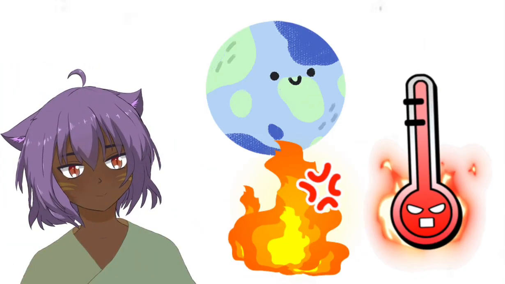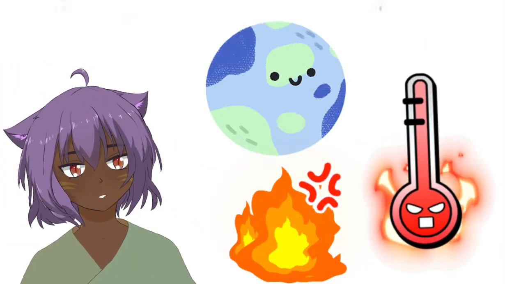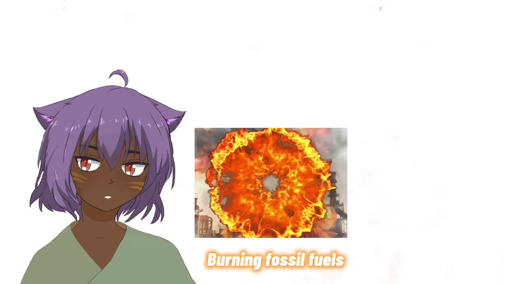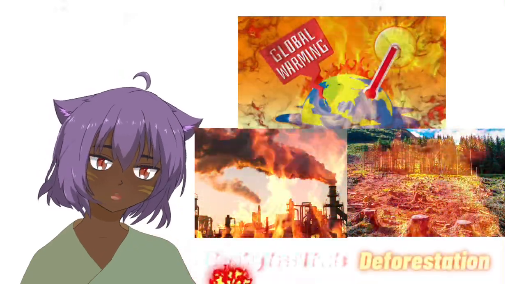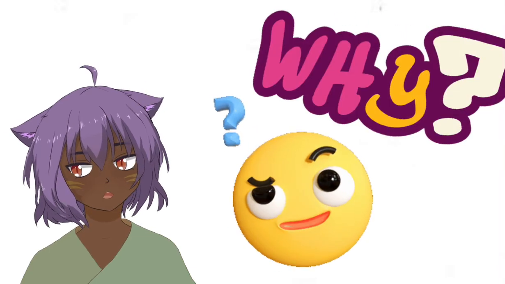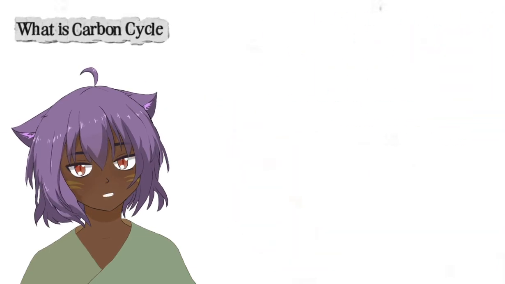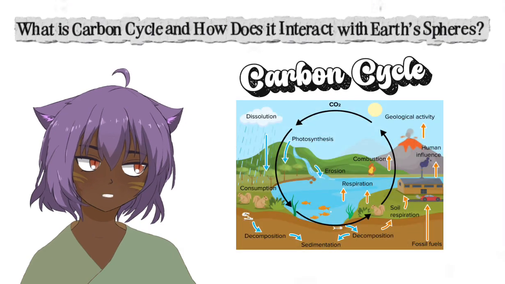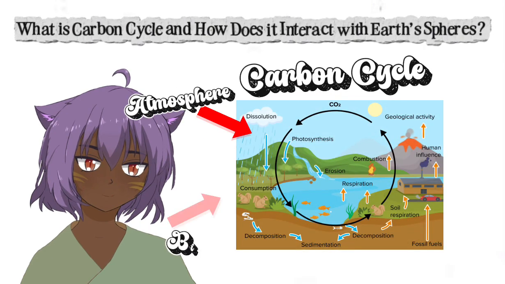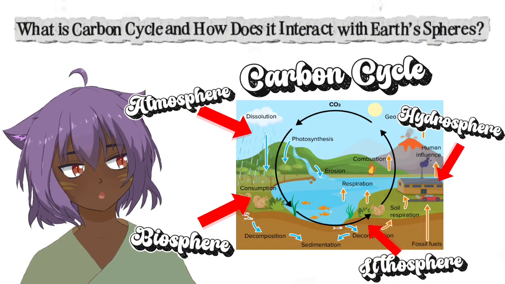Hello everyone. Today I'll be explaining how human activities, especially burning fossil fuels and deforestation, are the main cause of global warming over the past century. To understand why, we first need to look at how the carbon cycle works and how it interacts with the Earth's spheres. The carbon cycle moves carbon between the atmosphere, biosphere, hydrosphere, and lithosphere.